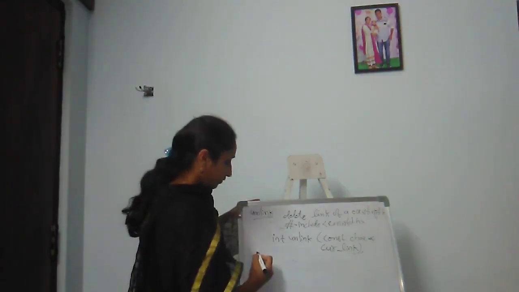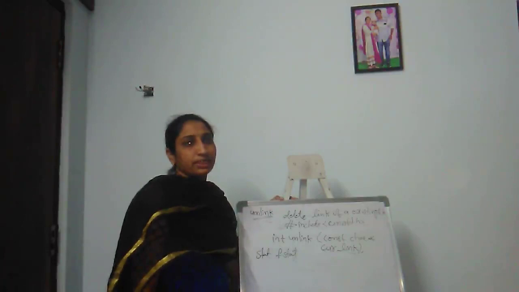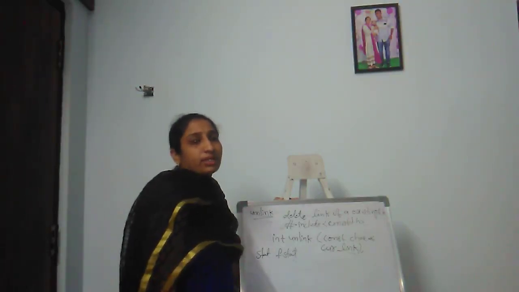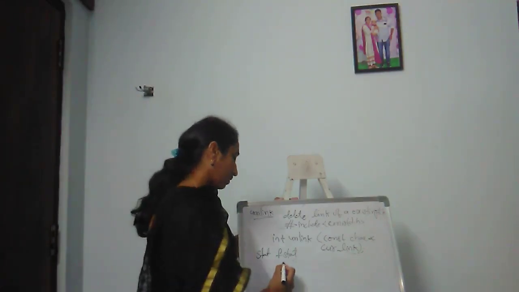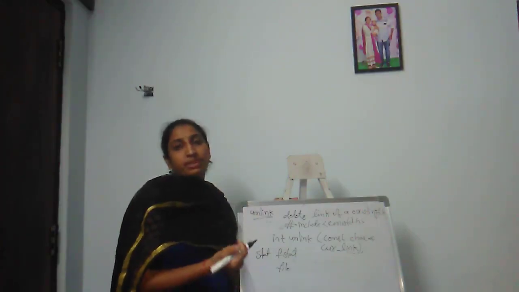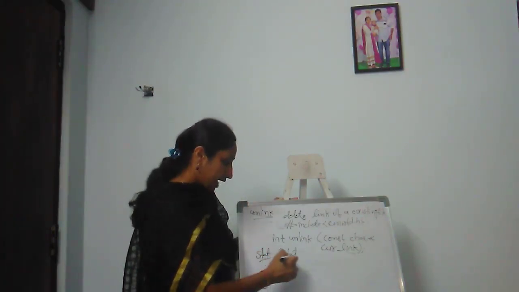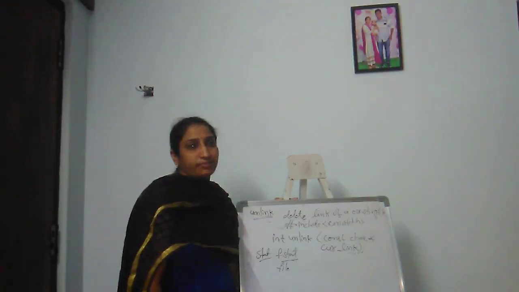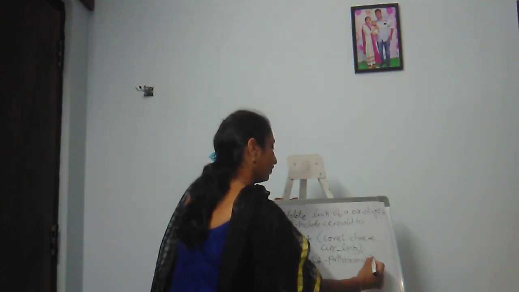Okay, next we are going to look at stat and fstat. What are stat and fstat? These functions retrieve the file attributes of a given file. So we have the file attributes, and if you want to retrieve those file attributes of a current file from the system, then we will use these stat and fstat system calls. What is stat? Stat will give the path name of a file.